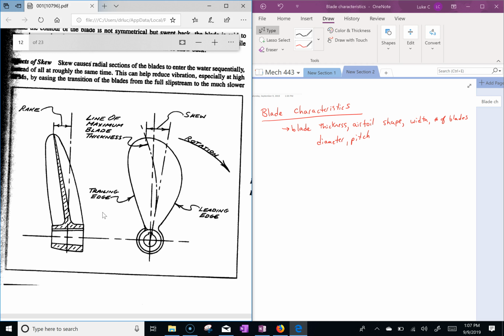So you have the different types. There's skew, there's rake, and there's cupped type props. So skew, that's this picture on the right. The advantage here is the water enters sequentially, therefore reduces vibrations. What does that mean? I'll tell you here in a second.